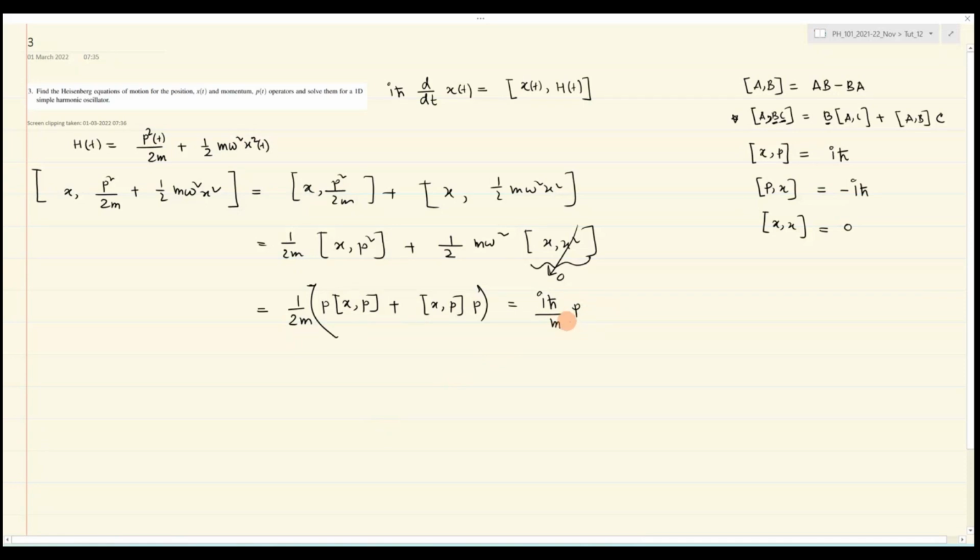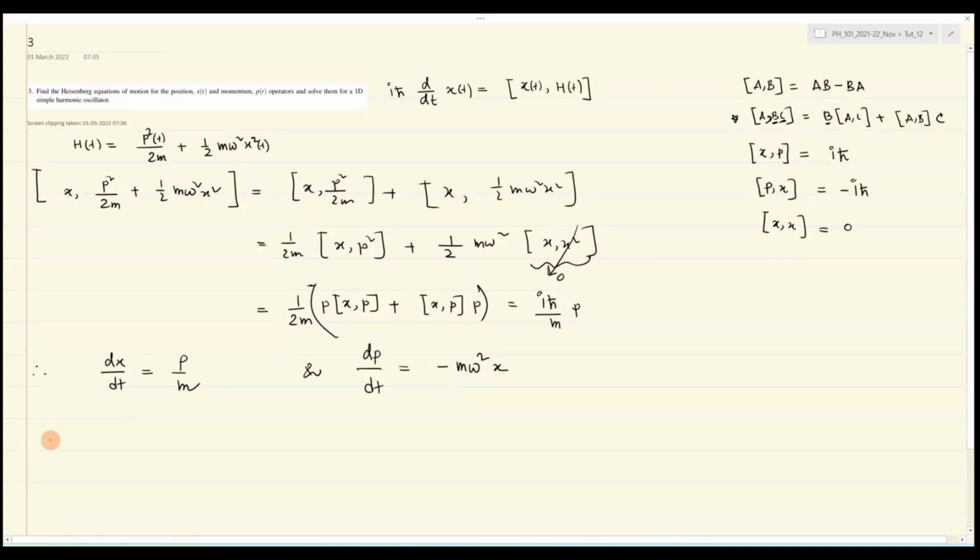Yes. So now if we write the Heisenberg equation, iħ dx/dt, it will come dx/dt to be equal to p by m. Correct? iħ will get cancelled, only p by m will remain. Similarly, if you write it for dp/dt, you will get minus m omega square x. You do it in a similar way. [p, p square by twice m] will give 0. [p, half m omega x square] will give this quantity.